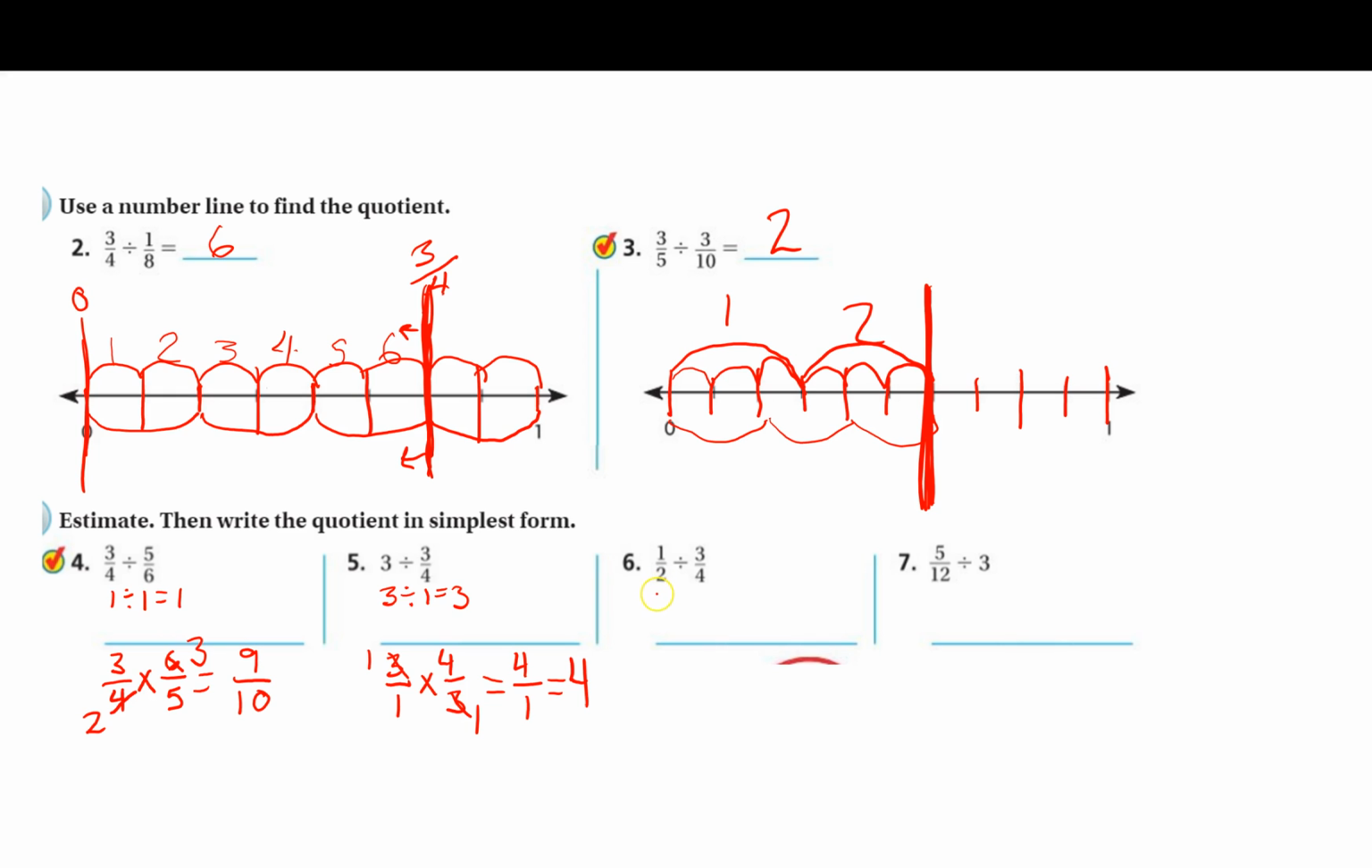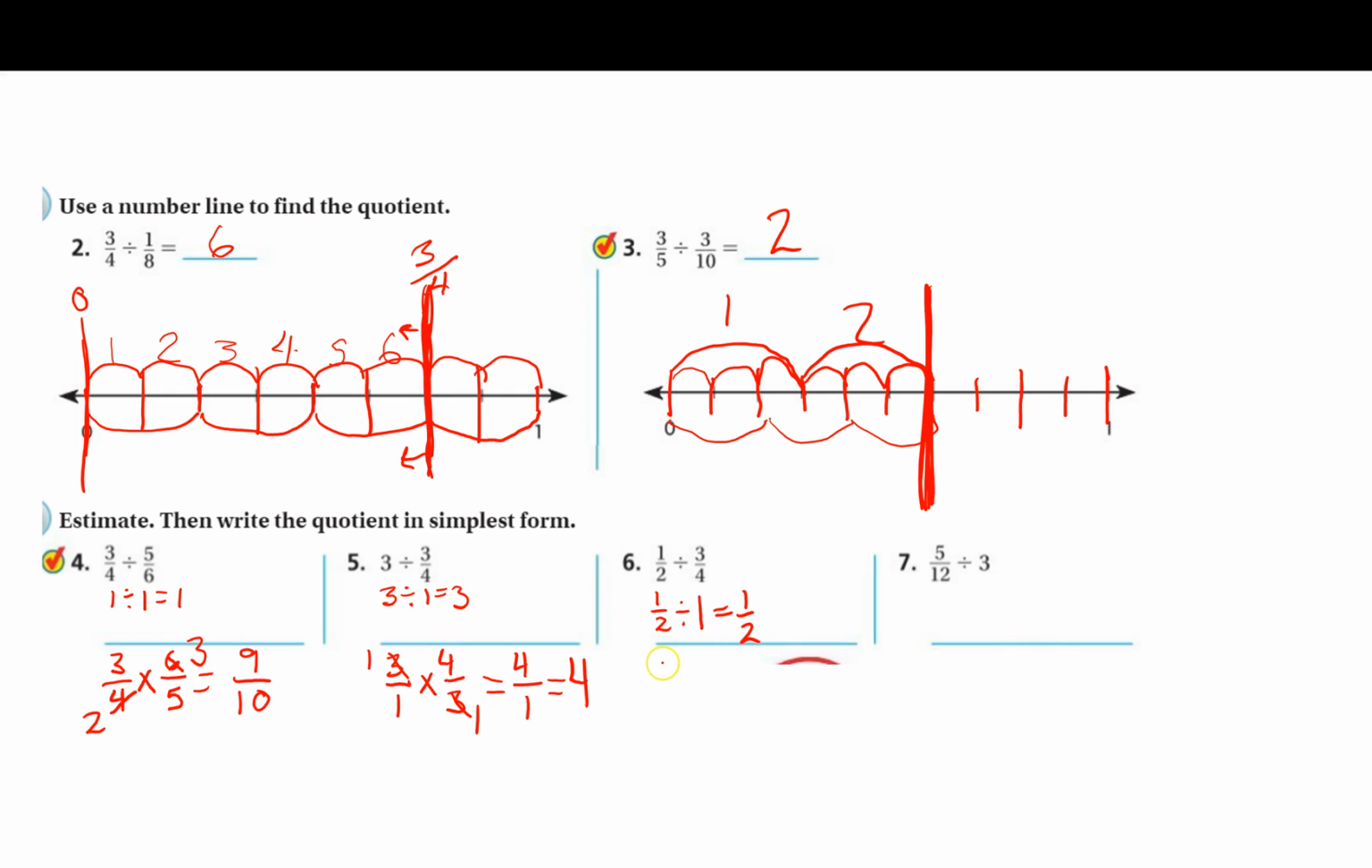Okay, over here I'm going to go ahead and leave 1/2 divided by 1 as my estimate. And that is going to equal 1/2, because any number divided by 1 is the number itself. So since I'm dividing a half by 1, I am left with a half.